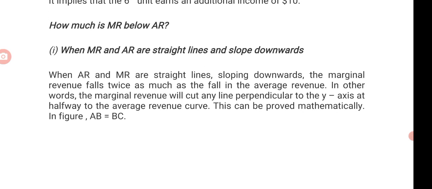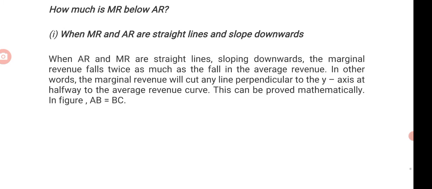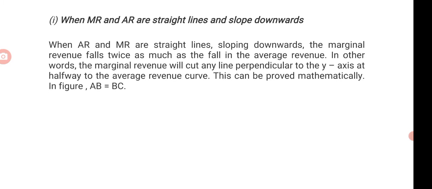Now, how are AR and MR interrelated? The first condition is when AR and MR are straight lines sloping downward. When AR and MR are straight lines sloping downward, the marginal revenue falls twice as much as the fall in the average revenue. In other words, the marginal revenue curve will cut any line perpendicular to the y-axis at halfway to the average revenue curve. This can be proved mathematically; in the figure, AB is equal to BC.